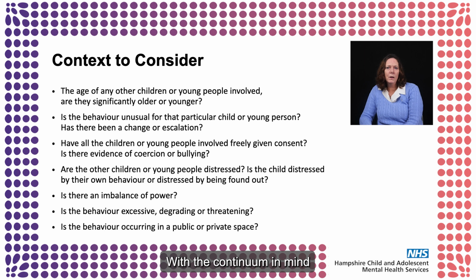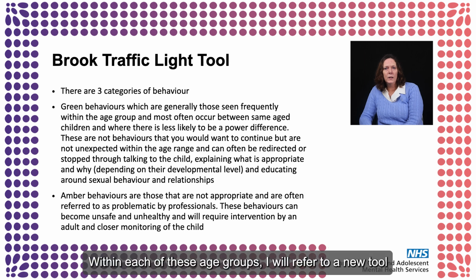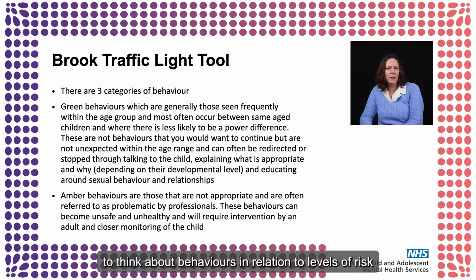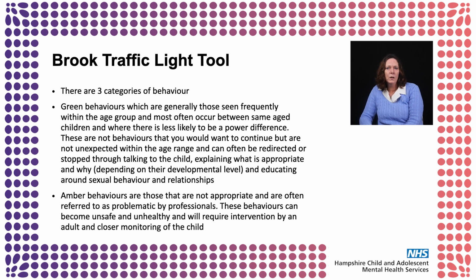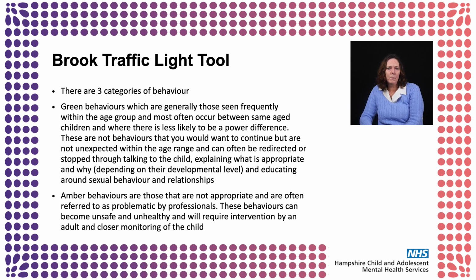With the continuum in mind, I'm going to talk through sexual behaviour in children and what you may see or hear about. I will break this down by age group. First of all, under 5, then 5 to 11, and then 12 and up. Within each of these age groups, I will refer to a tool called the Brook Traffic Light Tool. This is a tool that's frequently used and can help professionals to think about behaviours in relation to levels of risk or concern. Using this tool, there are 3 broad categories of behaviour.